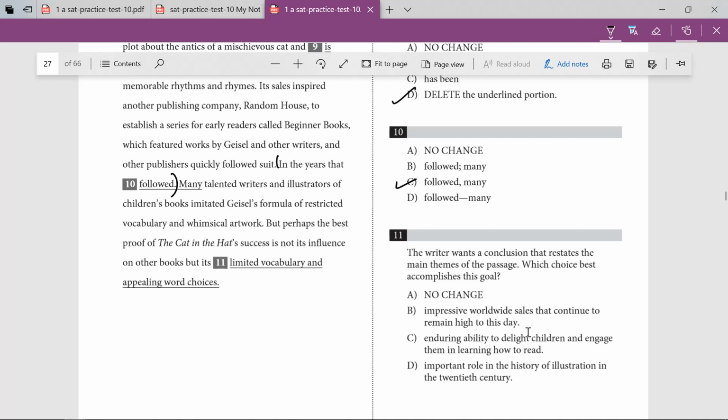Impressive worldwide sales. Sales was not really the concern, so I'll not go with this. Enduring ability to delight children. Yeah, it does make sense. Does make sense, and engage them in learning how to read. Of course, important role in history of illustration. History of illustration, no, see. Okay, so this is how you can get to the answers.